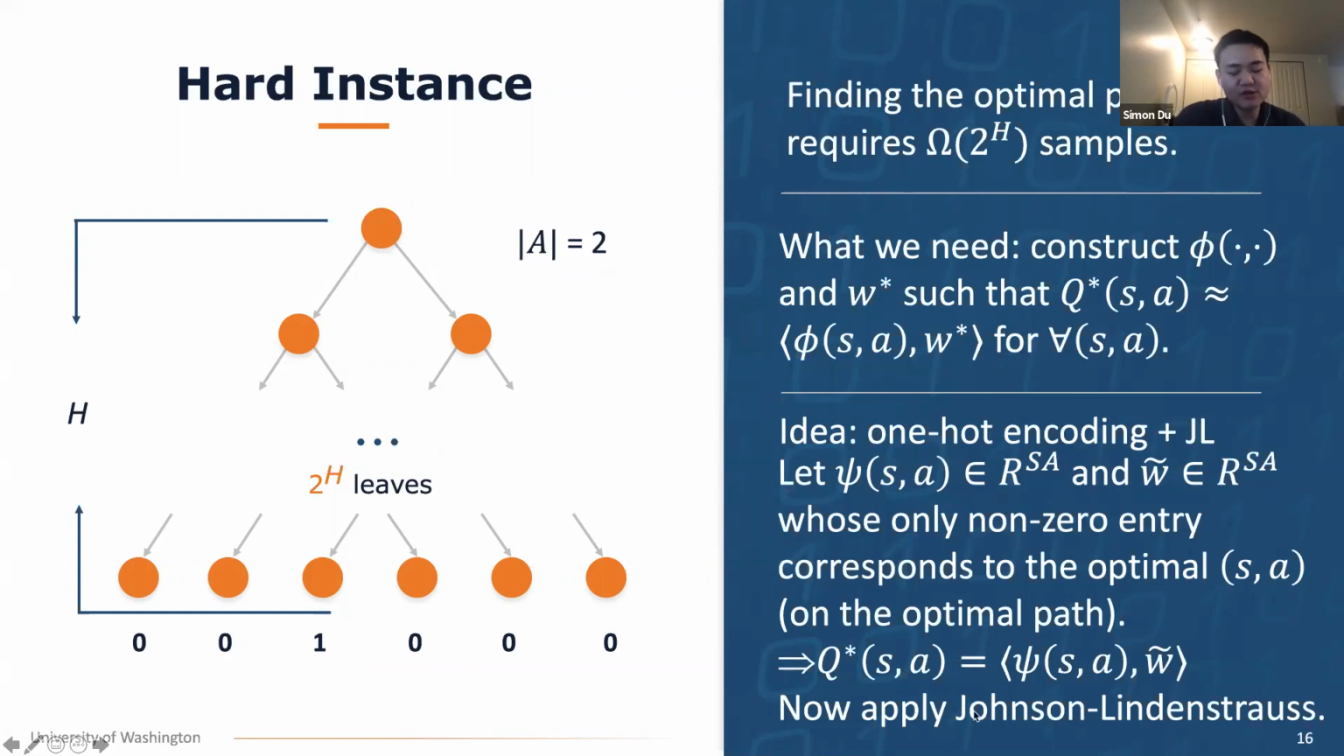Here we can use the Johnson-Lindenstrauss lemma to compress the originally high dimensional feature vector to a low dimensional one with some approximation error. Basically, this lemma can compress a very high dimensional vector to a low dimensional vector and preserve the inner products. So we apply the JL lemma to psi and W tilde and obtain phi and theta double star. This is a high level proof.